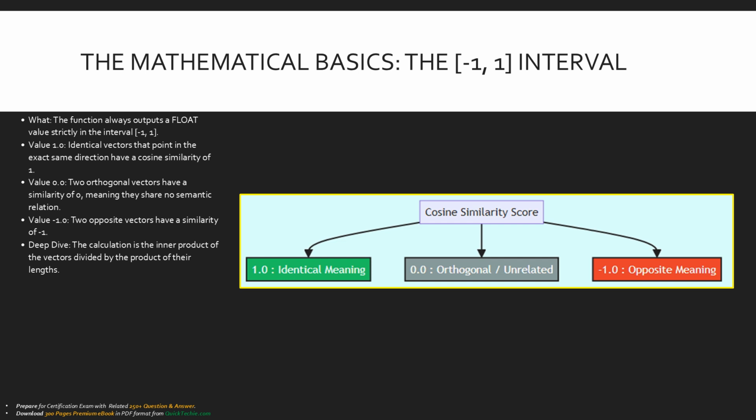This diagram provides a quick visual reference for interpreting your similarity scores. Starting from the top, the cosine similarity score branches into three critical thresholds. On the left, a score of 1.0 indicates identical meaning, the vectors are perfectly aligned. In the center, a score of 0.0 means the vectors are orthogonal, representing completely unrelated topics. On the right, a score of -1.0 means the vectors point in opposite directions, representing opposing concepts. In most business use cases, you will be filtering for scores closest to 1.0.